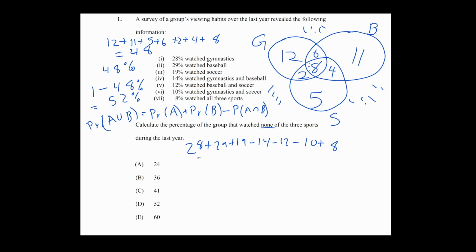So when you do that, 28 plus 29 plus 19 minus 14 minus 12 minus 10 plus 8 is equal to 48. So that's 48%, right? Same answer as we got before. So now, of course, we want to know what percentage of the group did not watch any of these sports. So 1 minus 0.48 is equal to 0.52. D is going to be our answer.